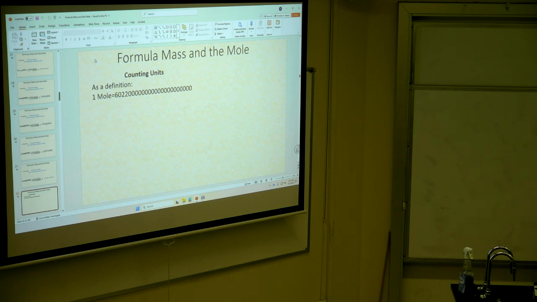They use it in astronomy too to count stars, because there's that many freaking stars up there to deal with. If you had to count the number of grains of sand on a beach, you'd want to use this. You wouldn't want to use dozen, that's not going to help you much. So that's why we use this, the mole.